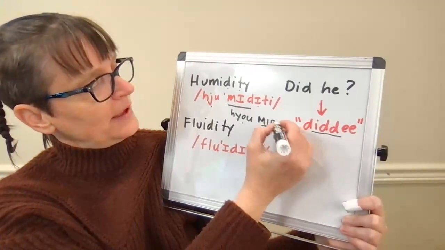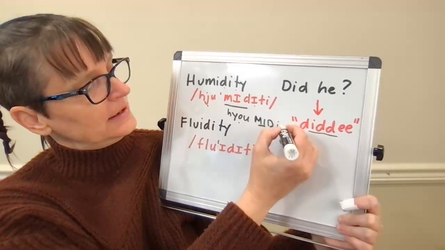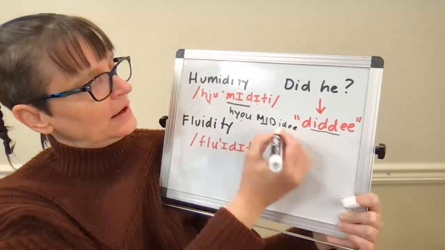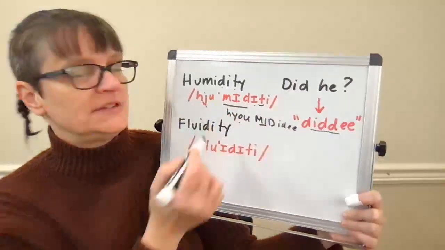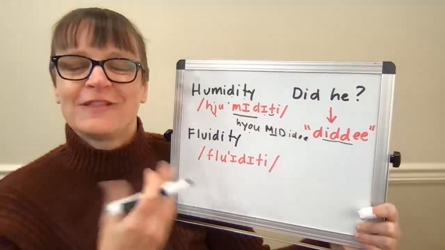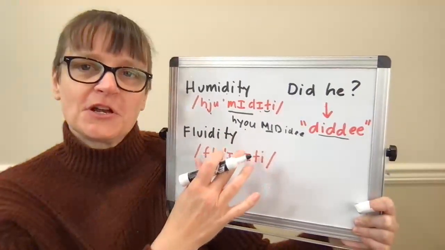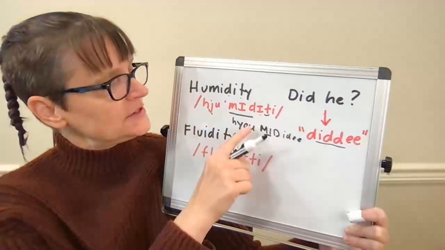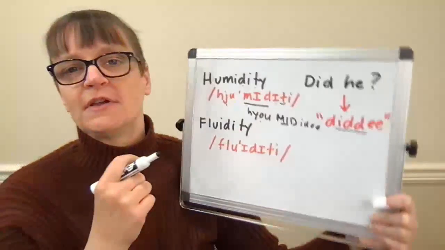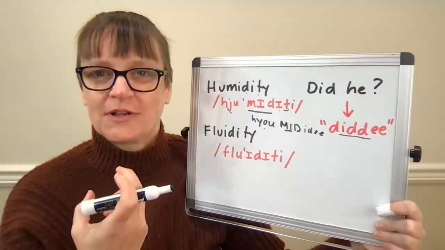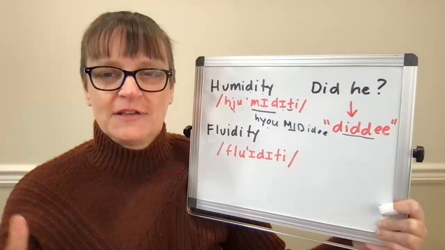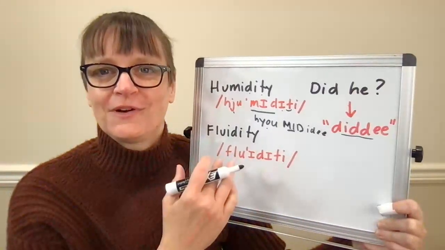So we'll write it that way, humidity, and we'll see that this T is a flap and this D can be written as a D or a flap. Sometimes the IPA in the dictionary is not going to give you a good signal for what to do. So if you can find a native speaker to listen to, or if your dictionary has recordings of native speakers saying the words, you'll be able to listen for those flaps.